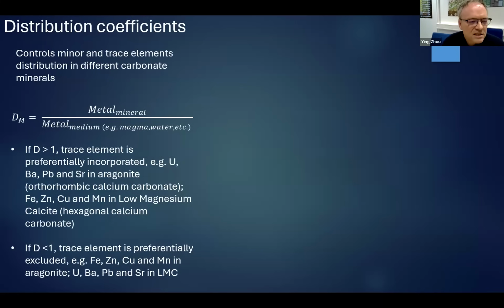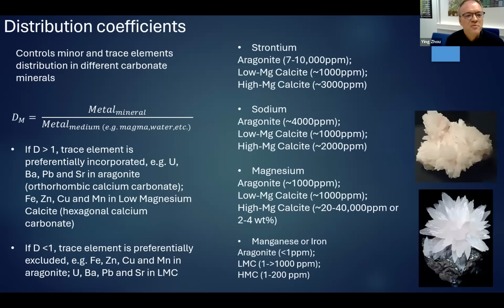So how much strontium actually is in a carbonate mineral? Well, that depends on the distribution coefficient. So different minerals incorporate strontium in different ways. So it really depends on their mineral structure. So if the distribution coefficient is greater than 1, then the strontium-calcium ratio in the mineral will actually be higher than in the ambient fluid in seawater. If the distribution coefficient is less than 1, then that trace element is actually actively excluded from the carbonate lattice.